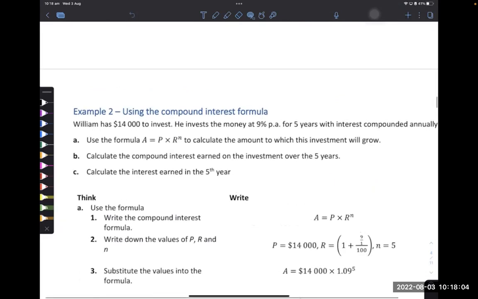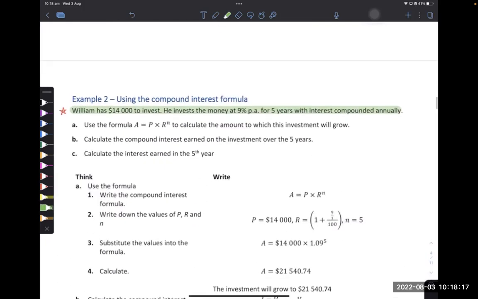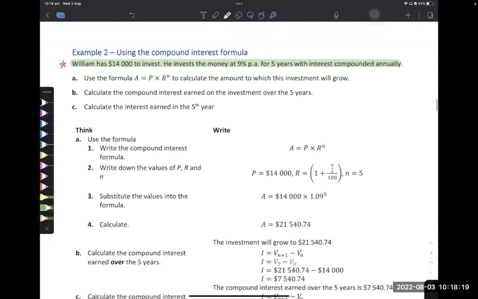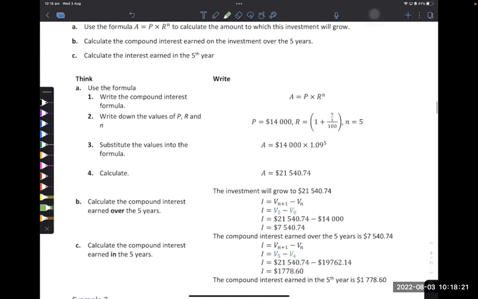What I'd like you to do first is, if you have a highlighter or a pen, please put a star next to this section. If you only have a pen, or if you have a highlighter, highlight this entire question here, because it's easy to lose what the question is talking about because there's a lot of notes going on.